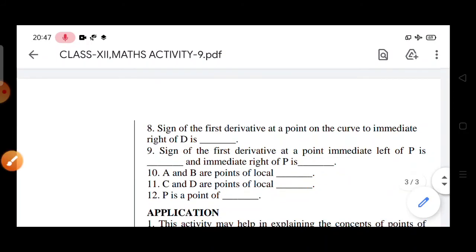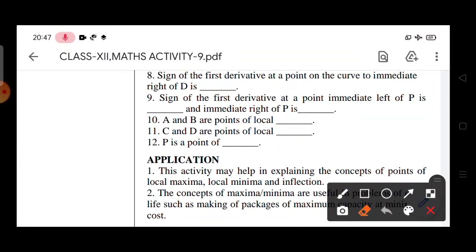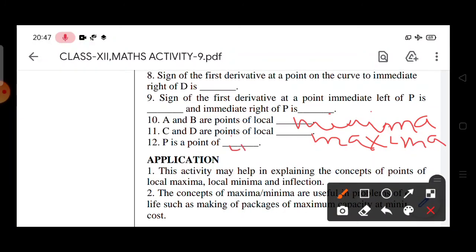So, we can write that A and B are the points of local minima. And C and D are the points of local maxima. And P is the point of inflection.